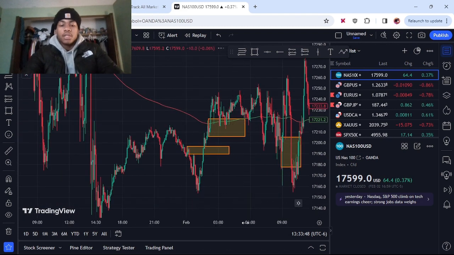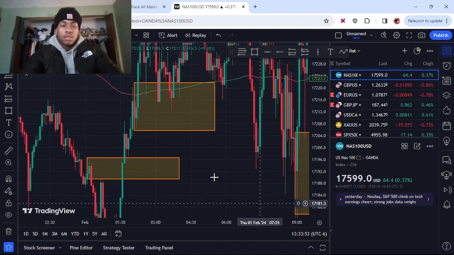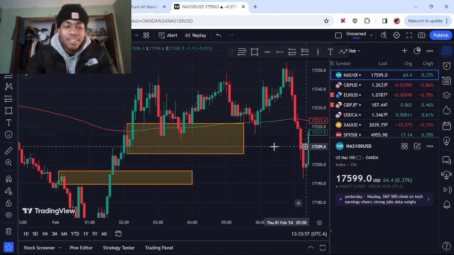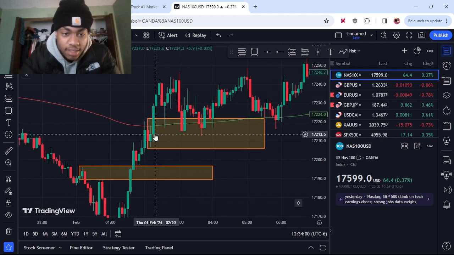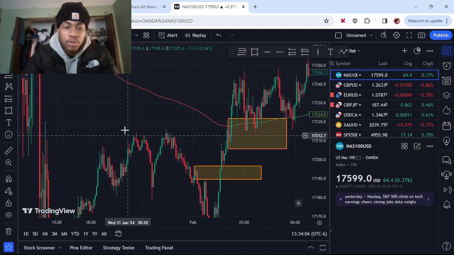Not as well, but yeah, that's just an example of a low probability one. Here's another demand setup that I got. This is not low probability. I did not mess up this time, but you can see this is the last red candle before the huge push up that ended up breaking structure. It broke all this structure to the left right here.